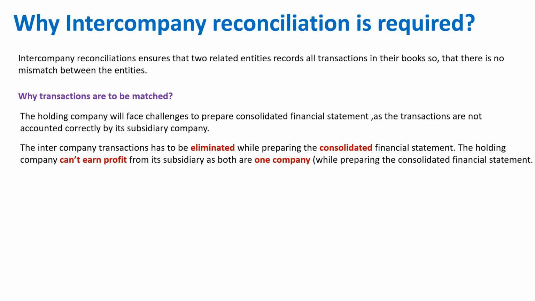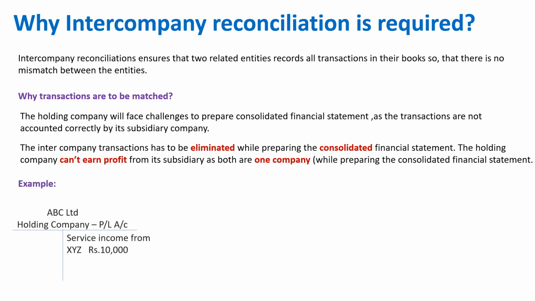The holding company can't earn profit from its subsidiary as both are one company, right? So, if the holding company has raised an invoice to the subsidiary company, the subsidiary has to record that expense, so that the income earned by the holding company and the expense reported by the subsidiary company can be knocked off, so that they don't earn profit by selling to the subsidiaries. That is the main objective, right?